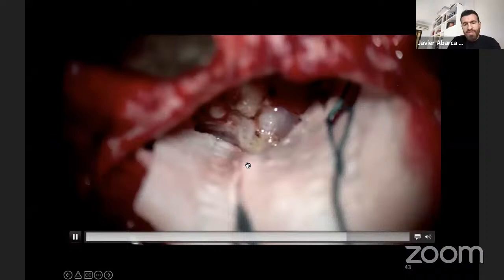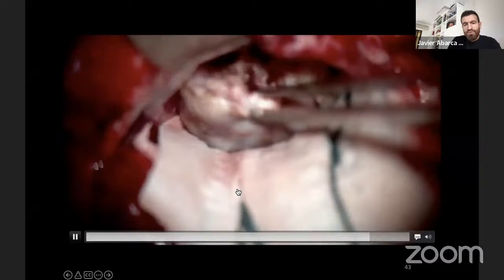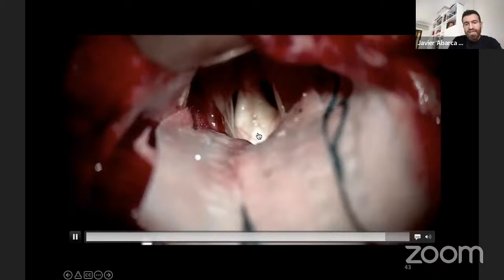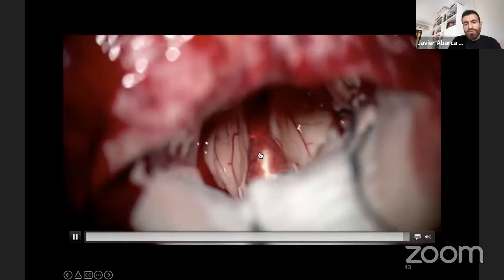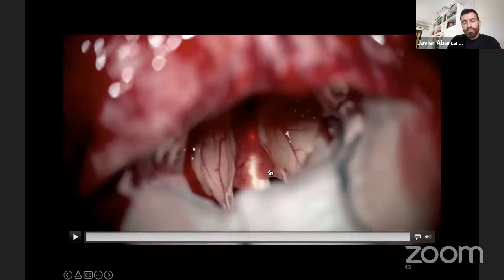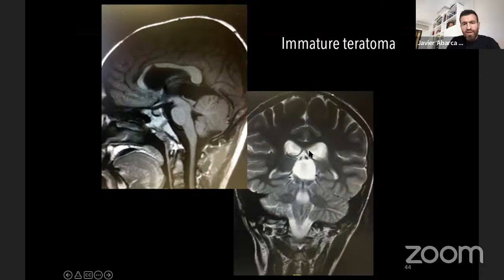Let me show you now when we remove the tumor in one piece, we can see a beautiful view of the third ventricle and the roof of the third ventricle with both foramina of Monro. Here, the velum interpositum with the choroid plexus from below. After that, we had this MRI with a complete removal of the tumor, and the patient did well after that.